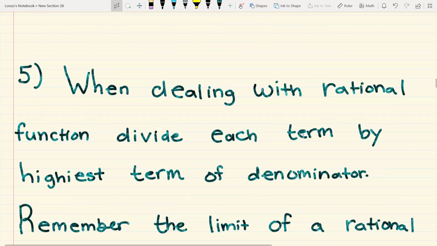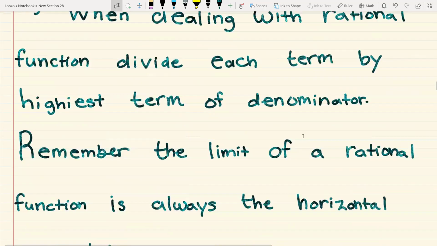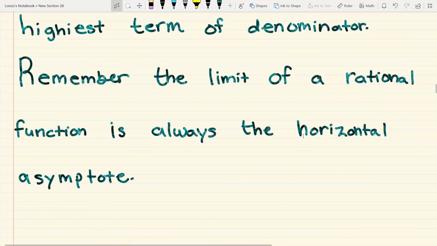When dealing with a rational function, so this is like dealing with infinity when your x value approaches infinity, divide each term by the highest term of the denominator. Remember, the limit of a rational function is always the horizontal asymptote. And I will do an example to show you.